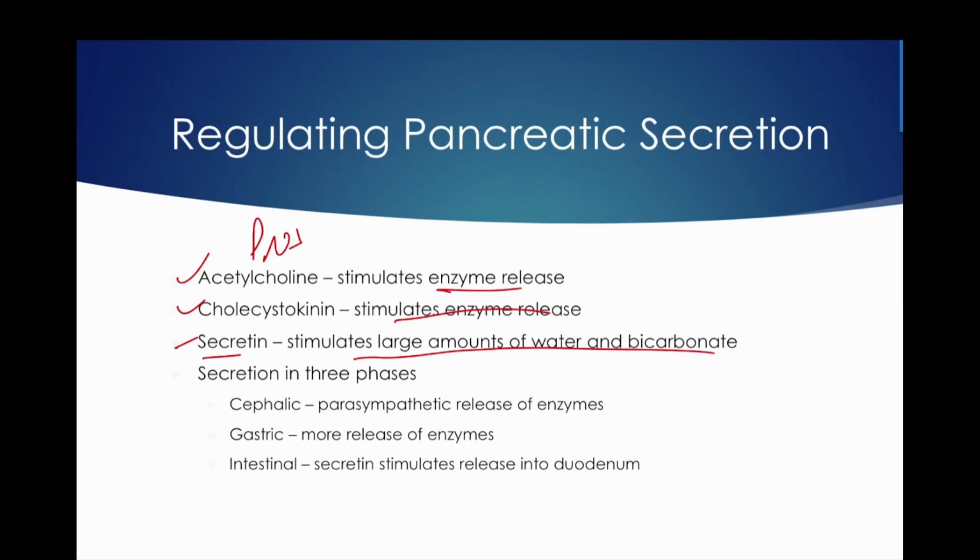These cephalic, gastric, and intestinal phases kind of coincide with the different phases of the stomach, where first you smell the food, you start getting excited, things start moving, so you start getting your body ready for the food that you're about to eat.